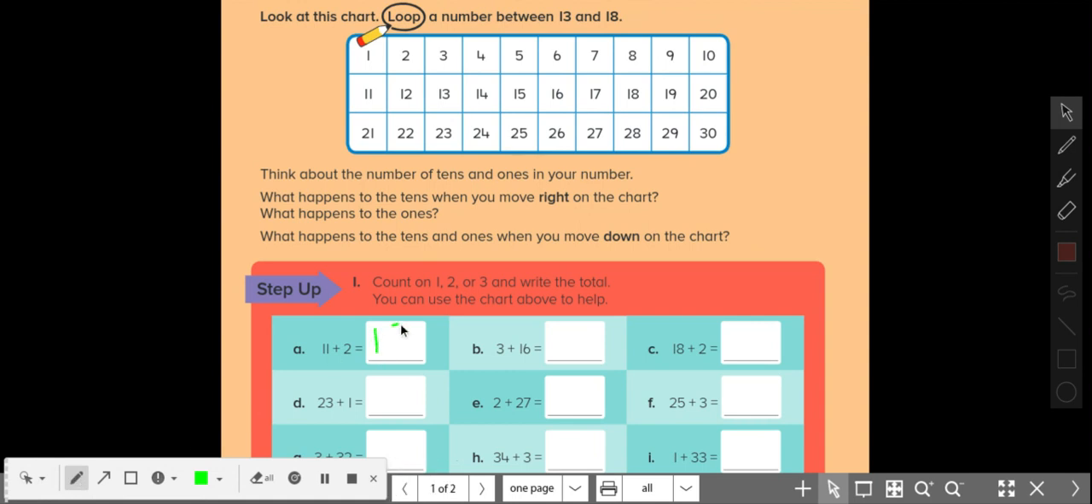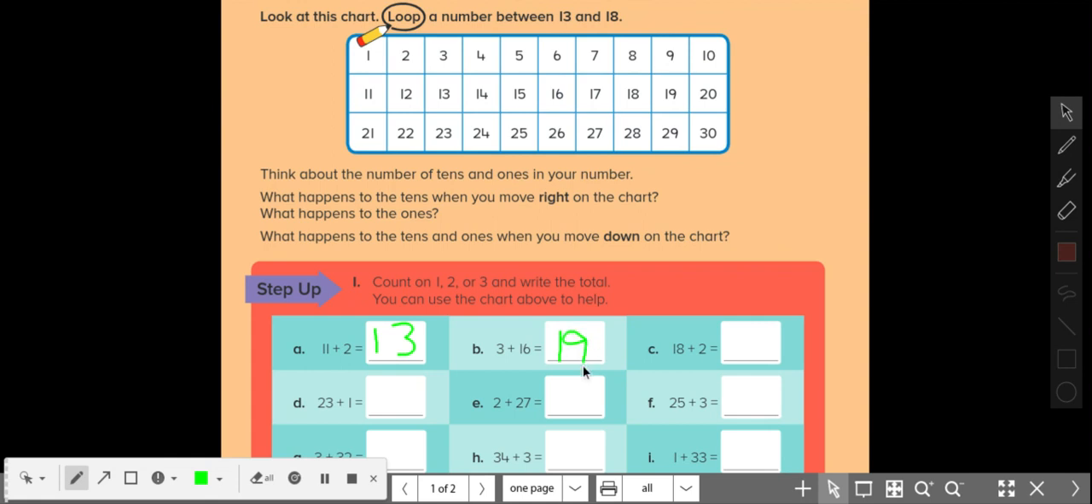Let's look at letter B. Letter B says 3 plus 16. Well, I could start at 3, but that's a lot of jumps I'm going to have to do, 16 jumps. And I remember the video yesterday said to start at the biggest number. So I'm going to use my turnaround fact, and I'm going to start at 16, and I'm just going to jump 3 times. So 16, and I'm going to jump 3. 1, 2, 3 jumps. Okay? Someone can also say 16 and then hold up a finger every time they jump. So 16, 17, 18, 19. So my answer is 19.